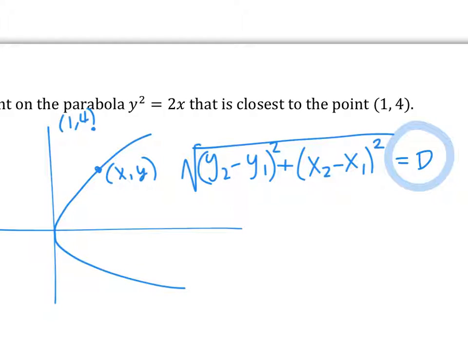Like I said, you always have two equations, and then you're going to have to do some substitution. So I only have one equation here. Where's my second equation? Y squared equals 2x, the original parabola. So we're going to have to do some substitution into the distance formula, that way we can take the derivative and solve it.